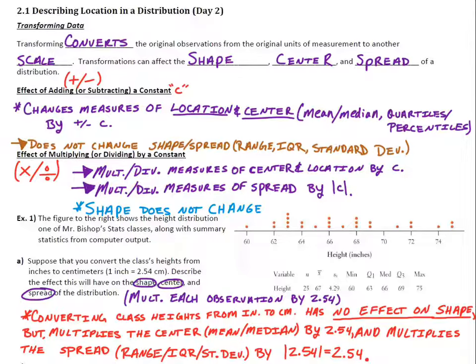So we didn't even actually have to calculate any values here. It just said, what effects would it have? Describe those effects. Describe the effects it would have on the shape, center, and spread. It didn't say calculate any new values. So that's what we did. We just described it in context here.